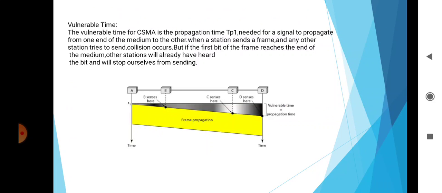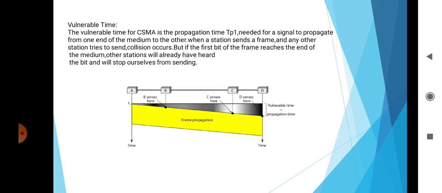Then vulnerable time. The vulnerable time of CSMA is the propagation time Tp, and it is needed for the signal to propagate from one end of the medium to the other. When a station sends a frame and other stations try to send, then collision also occurs. But if the first bit of the frame reaches the end of the medium, then other stations will already have heard the bit and will stop themselves from sending.